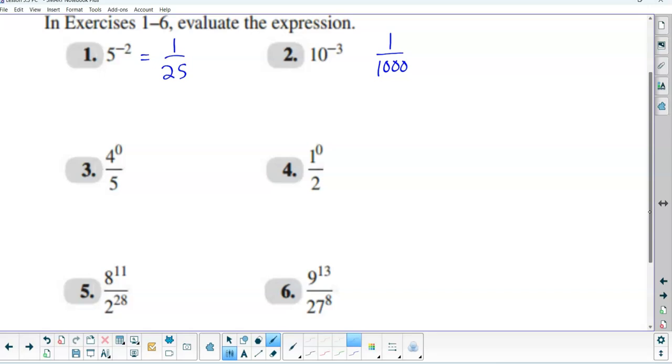Number 3, 4 to the 0. A lot of people think that that's equal to 0, but you have to remember anything to the 0 power is 1. So we would reduce this into 1/5. Number 4, again, anything to the 0 power is 1. So this would result into 1/2.